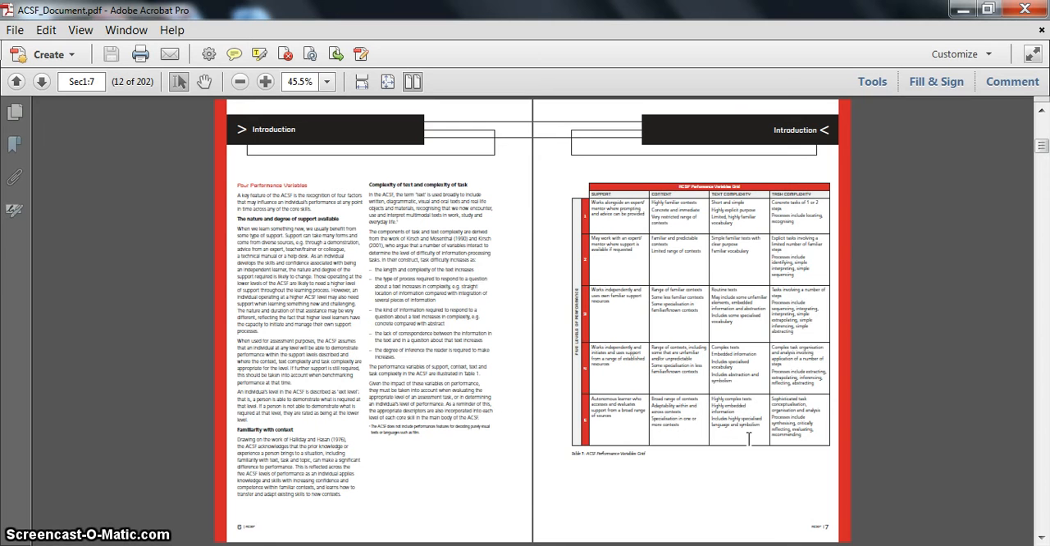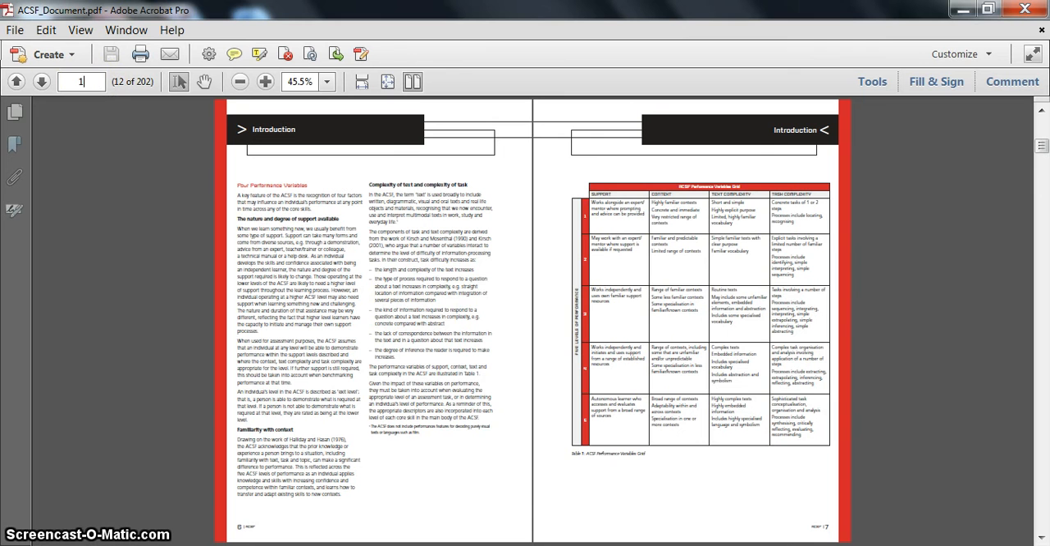Level 1 is basic, very simple. Level 2, simple, starting to become familiar. Level 3 is familiar routine activity. Level 4 is complex activity. Level 5 is highly complex activity.